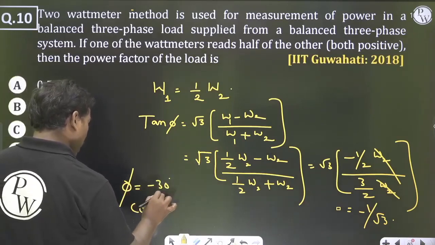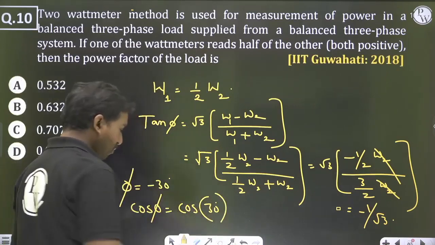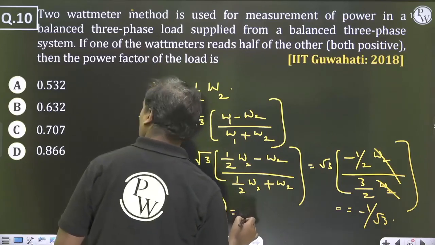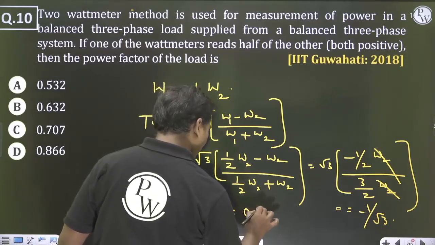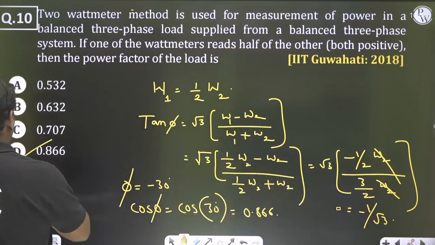So cos phi, that is cos 30, because cos of minus phi is equal to cos phi. Cos 30, root 3 by 2, root 3 by 2 means 0.866 is the answer. Right answer is very good question. Option D is the right answer.